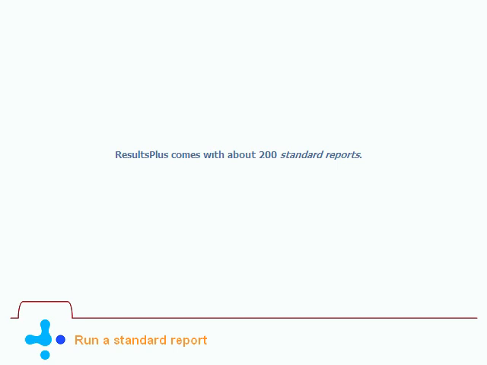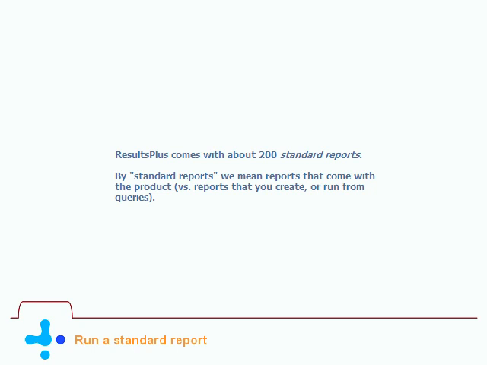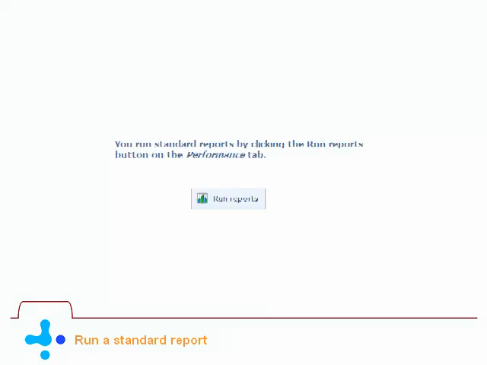ResultsPlus comes with about 200 standard reports. By standard reports, we mean reports that come with the product versus reports that you create or run from queries. You run standard reports by clicking the Run Reports button on the Performance tab.